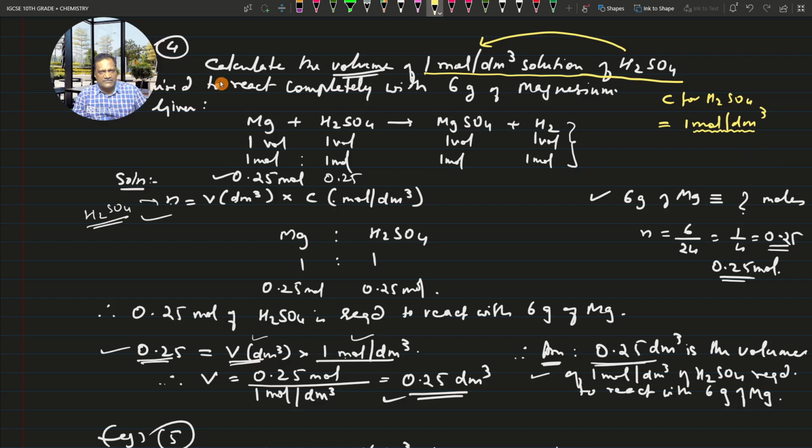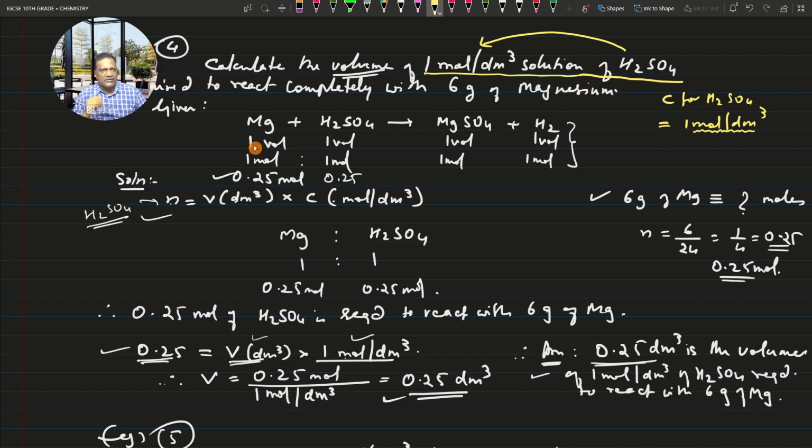So the question is, calculate the volume of this 1 mole per decimeter cube of sulfuric acid required to react completely with 6 gram of magnesium. So you are given 6 gram of magnesium and you are given this sulfuric acid whose concentration is 1 mole per decimeter cube, and these two are reacting with each other completely, and the question asked is what is the volume of this H2SO4 used up.